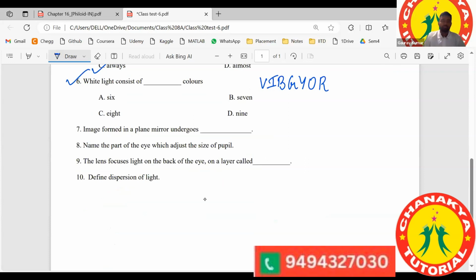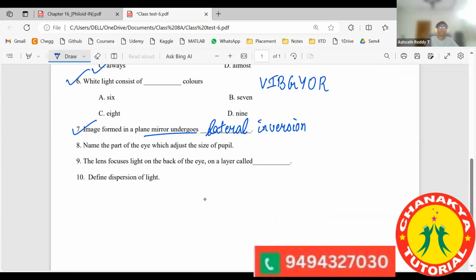Seventh question, name the image formed in a plane mirror undergoes. Okay, it undergoes lateral inversion. This was your doubt, right, Ashwath? Yes, sir. Is it lateral inversion, sir? One minute, I will see the WhatsApp. Okay?